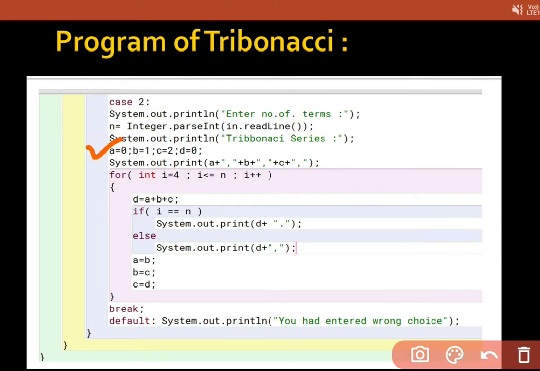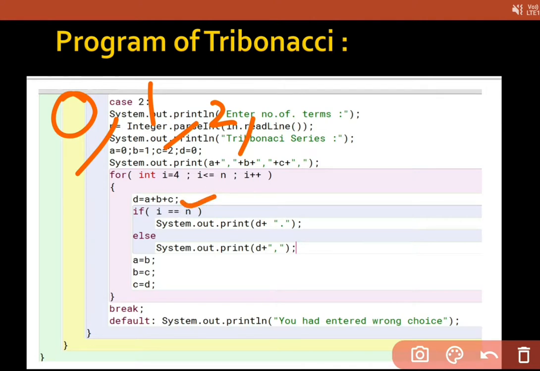See, the values what I am preferring. Firstly, accepting the number of terms. Then, the value of A is 0, B is 1, C is 2 and D is 0. And I am displaying the value of A, B, C before moving towards the loop, because all 3 things were constant, that is 0, 1, 2, comma. It is constant. Now what I want? The addition of all 3. That's why I am having addition of all 3.